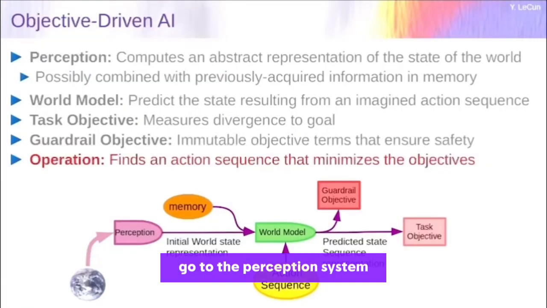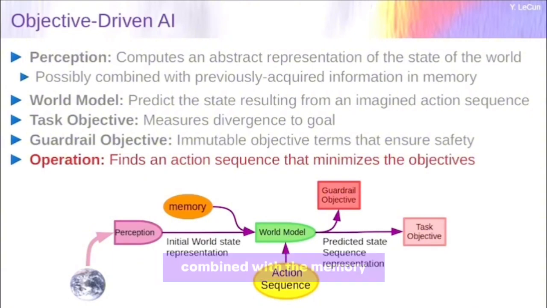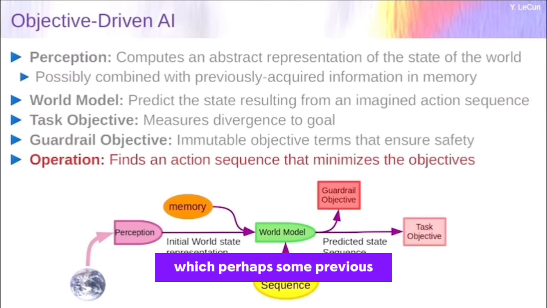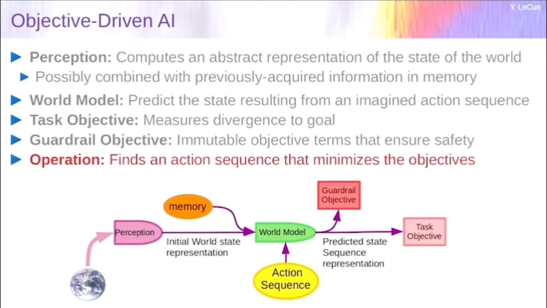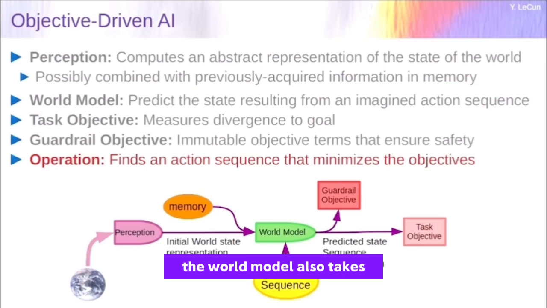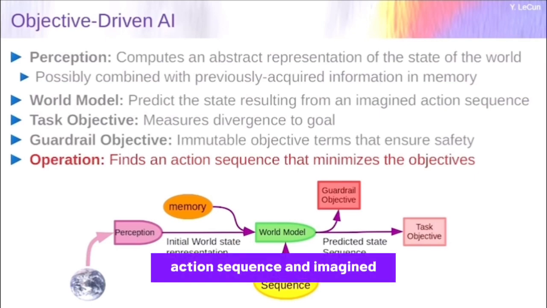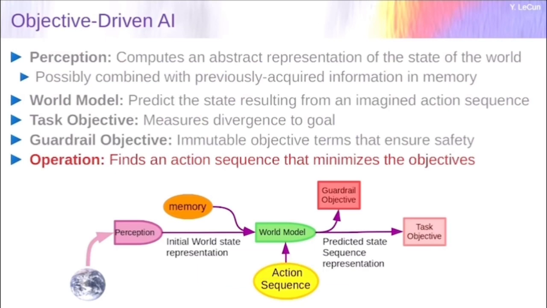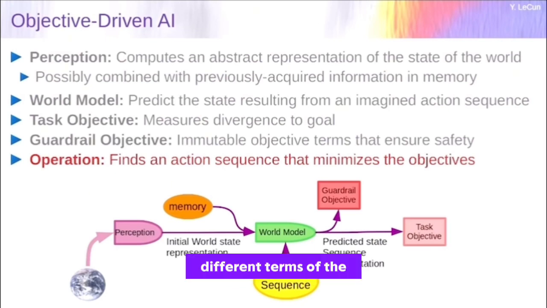So if I draw this in a way that's slightly more understandable, it looks like this. Okay? Observe the world, go to the perception system. The perception system figures out some representation of the state of the world, combined with memory, which perhaps has some previous information acquired about the state of the world. That goes into the world model. The world model also takes an imagined action sequence, and predicts the outcome of taking this action sequence given the initial state of the world. And that goes into different terms of the cost function, a task objective that measures to what extent the outcome satisfies the goal that the system was given, the objective.